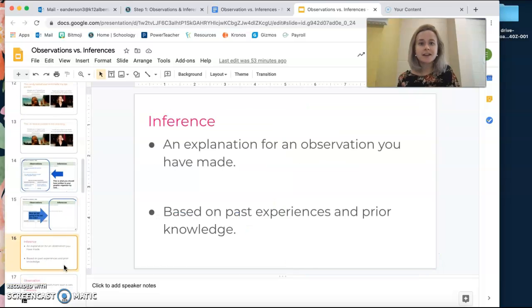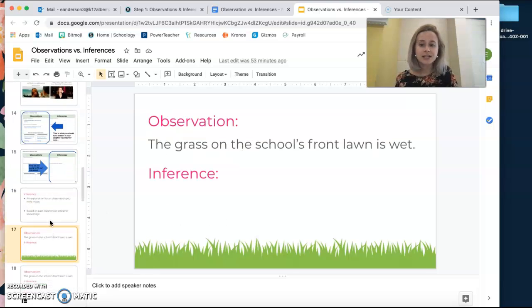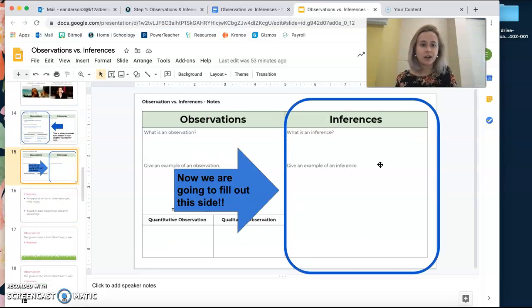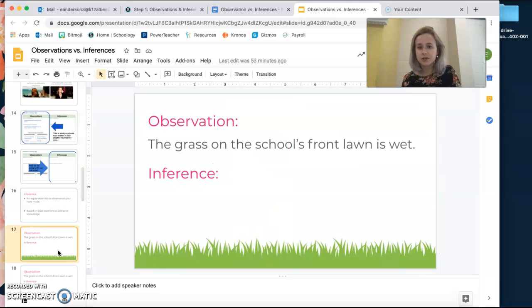What is an inference? An inference is an explanation for an observation you have made. And we're not just throwing out an explanation and taking a wild guess. We're using our prior knowledge and past experiences. So here's an example. You are going to write this example right here. Describe the example I'm about to show you.